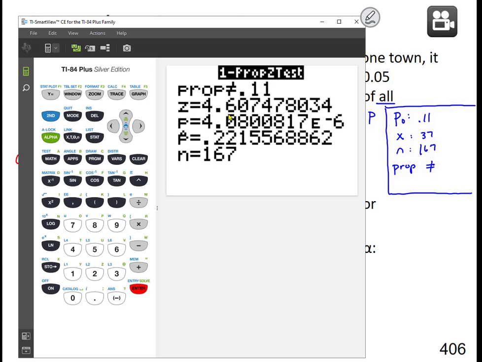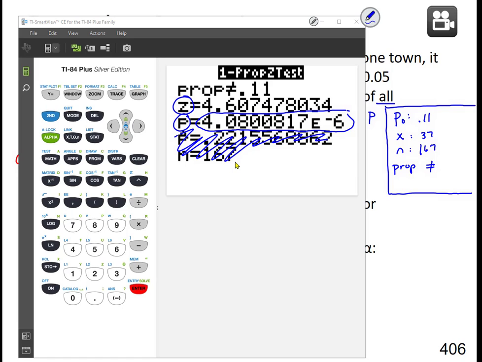They give you a z-score, a p-score, a p-hat, and they give you back the n that you gave them. This is a perfectly fine way to do the problem. Your z-score is going to be the test statistic, and the p-value is going to be the p without the hat, and you won't need the other two things.